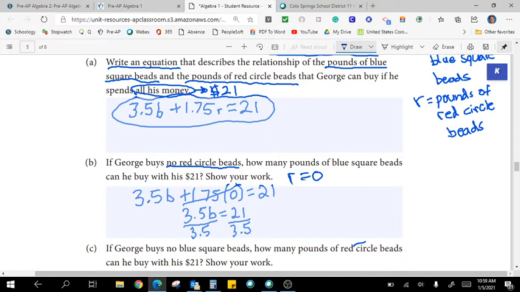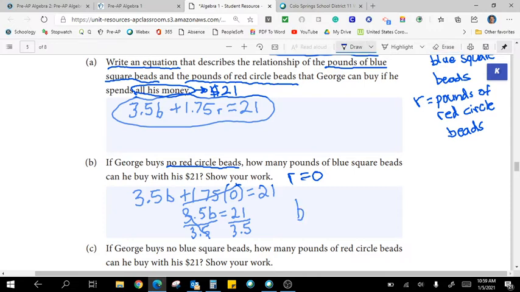Okay? Now, just as a guesstimate, how many times does 4 go into 21? Or how many times does 4 go into 20, right? It's going to go in there 5 times, right? So this is going to be 5 point something. So as an estimate, it should be somewhere around 5 something. All right?